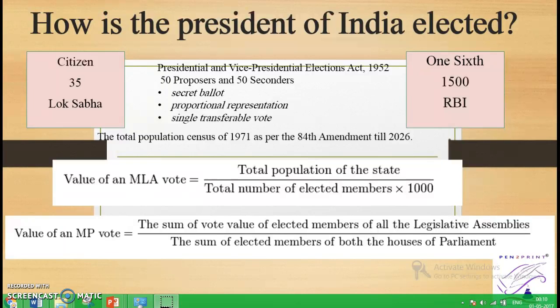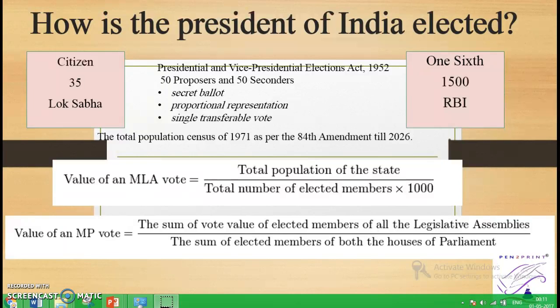Here one point to be noted is that only the elected members of Parliament, Lok Sabha and Rajya Sabha, will be eligible to vote, not the nominated members. We know that there will be 2 nominated members in the Lok Sabha and 12 nominated members in the Rajya Sabha. They won't be eligible to vote in this contest. Also, in the state, only the legislative assembly will be eligible to vote, not the state legislative council.